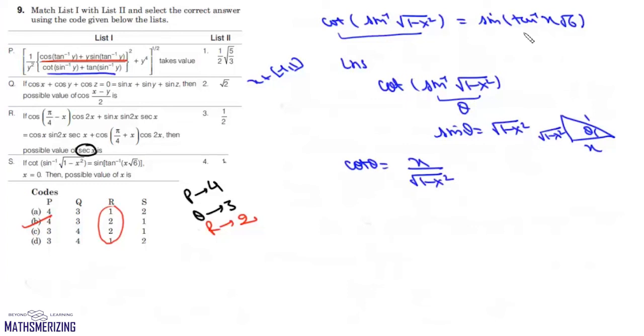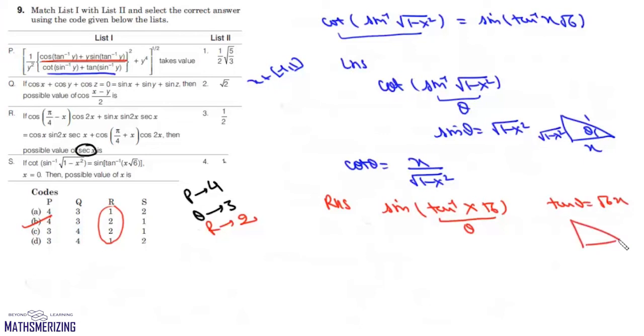Now we'll simplify this right hand side. Now this RHS is sine of tan inverse of root 6x. Now we'll take this as some angle theta. So here tan theta is under root 6x. So this is theta, this is root 6x, and this is 1, and this is under root of 1 + 6x². Now we'll write sin theta. Sin theta will be under root 6x upon under root of 1 + 6x².